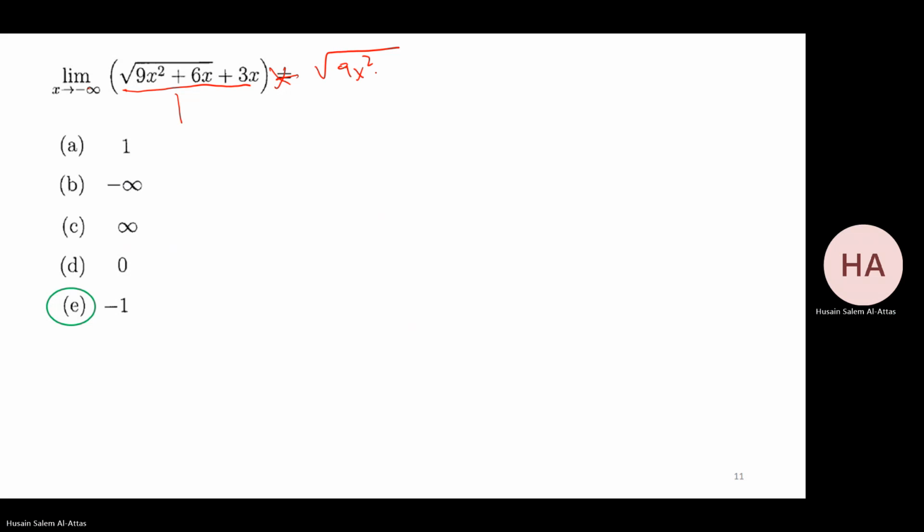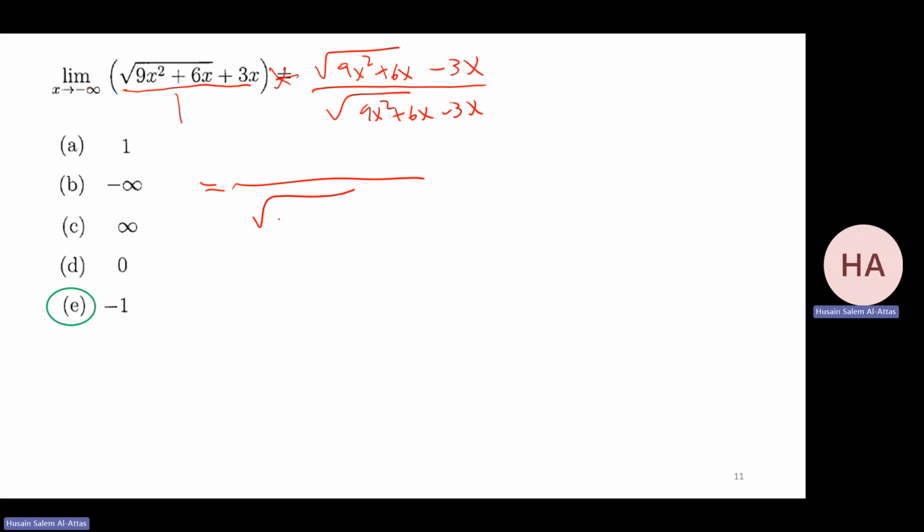9x squared plus 6x minus 3x over the same thing. Let us see what will happen. This will be what? The denominator is this. What about the numerator? It will be 9x squared plus 6x minus 9x squared. This is cancelled. Oh, don't forget the limit. This is still the limit.